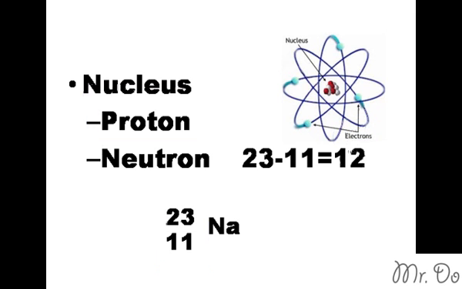Now, in order to find the number of neutrons, we simply take the atomic mass, which is how much the element weighs. We subtract the number of protons from it, so that's 23 minus 11, and we get 12 neutrons.